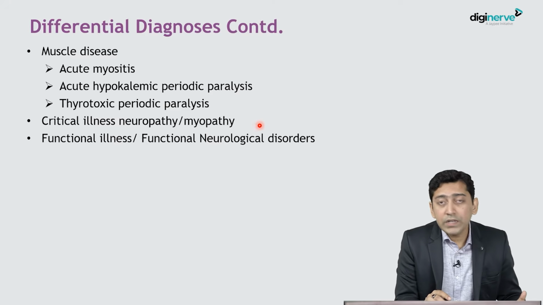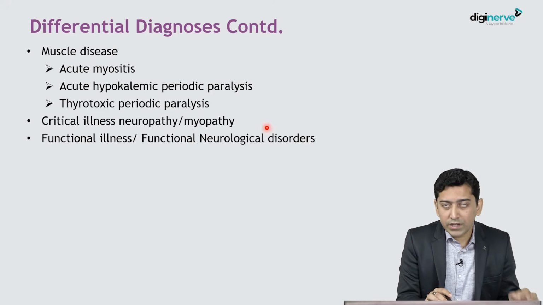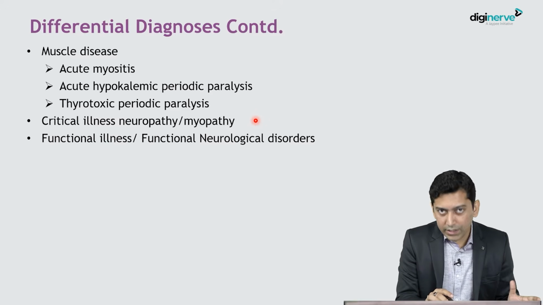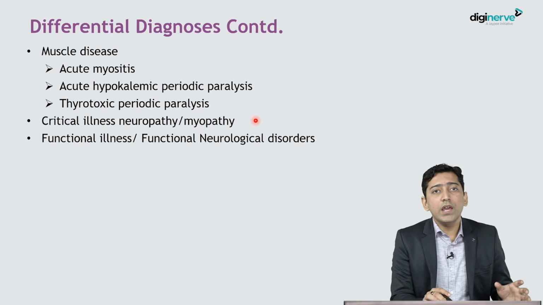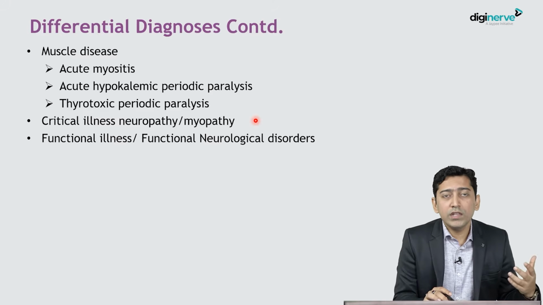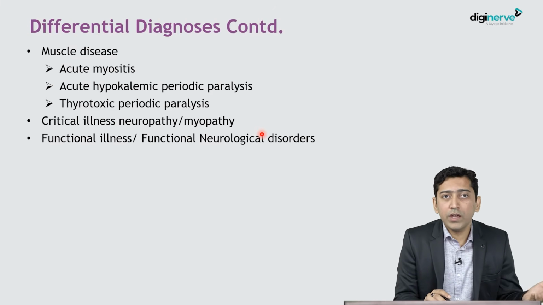Now coming to critical illness neuropathy or myopathy. So students, in a critical care setting, it's important to consider what is the setting in which we are seeing the patient. If it's in a critical care setting and they have a prolonged hospital stay, ICU stay, they were ventilated, intubated, they might have needed neuromuscular blocking agents.